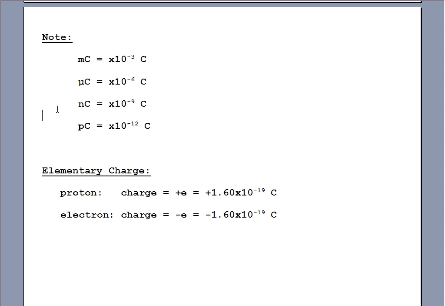An electron, even though its mass is a lot smaller than a proton, its charge is the same size, but negative. So it's an elementary charge, but negative in polarity, as we would say, negative 1.6 times 10 to the negative 19 coulombs. So if you ever need to know the charge on a proton or an electron, you can just simply look those up.